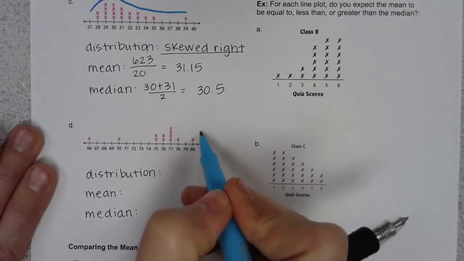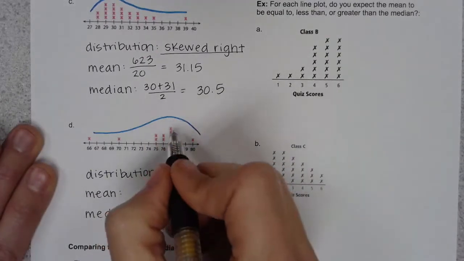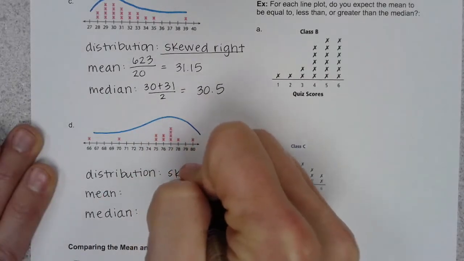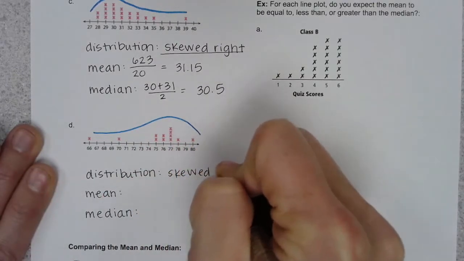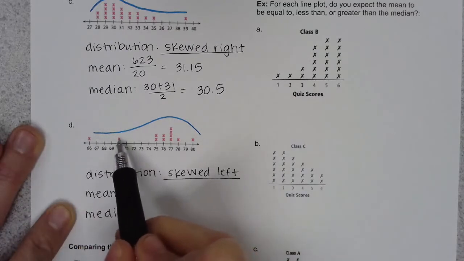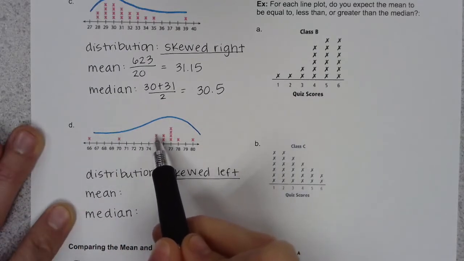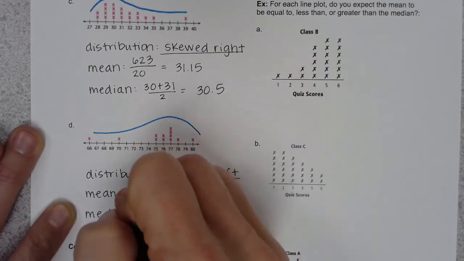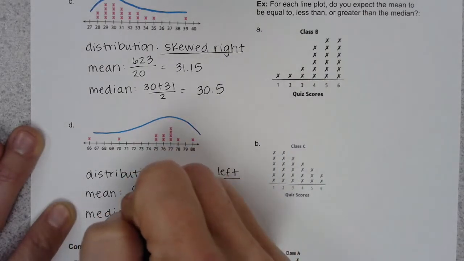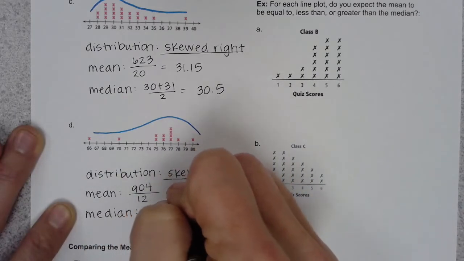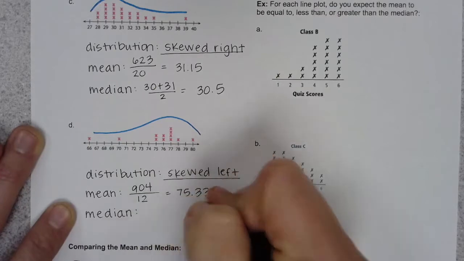And in the final example on this page, the data looks like it's all piled up over here on the right, and then it pulls out to the left. So we say that this distribution is skewed to the left, and then we also have to find the mean and the median. 66 plus 70 plus 75 plus 75 plus 76 plus 76, and so on. For this one, they all add up to 904. There are 12 data values in the list. When you divide, you get 75.33 rounded to 2 decimal places.